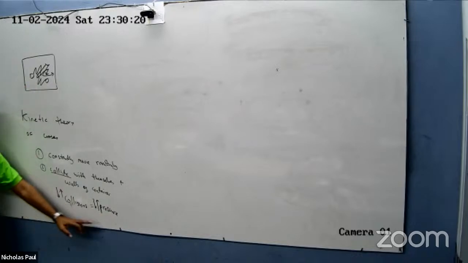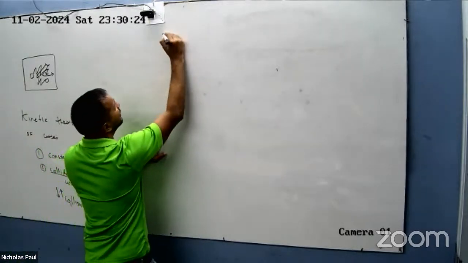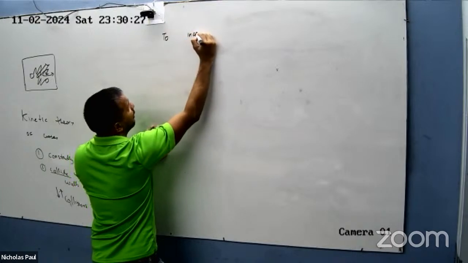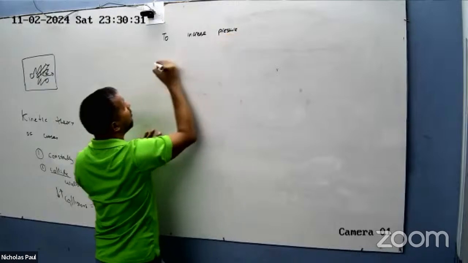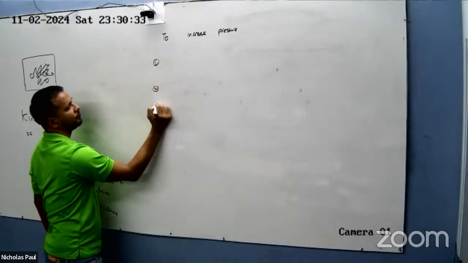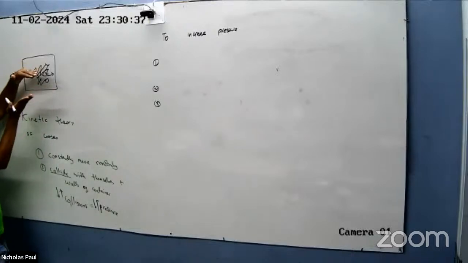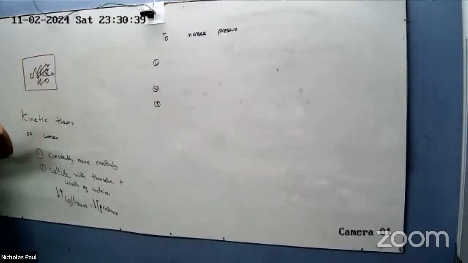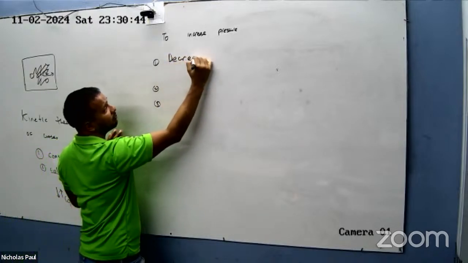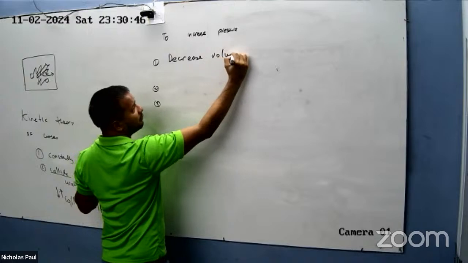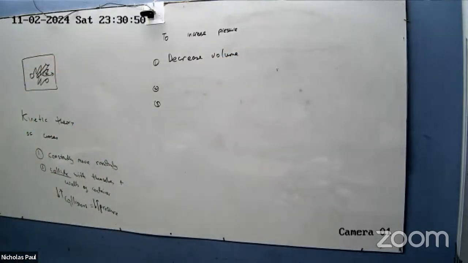So you remember this, right? Let's see who remembers the three ways to increase pressure. Number one, make the space smaller. That makes sense? So let us decrease volume. If you decrease the volume, it means you have less space, more collisions, right?